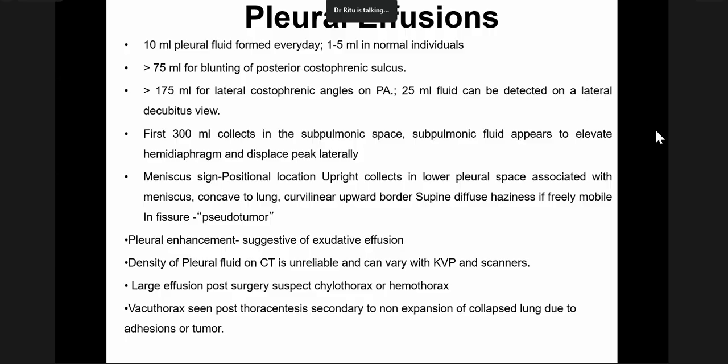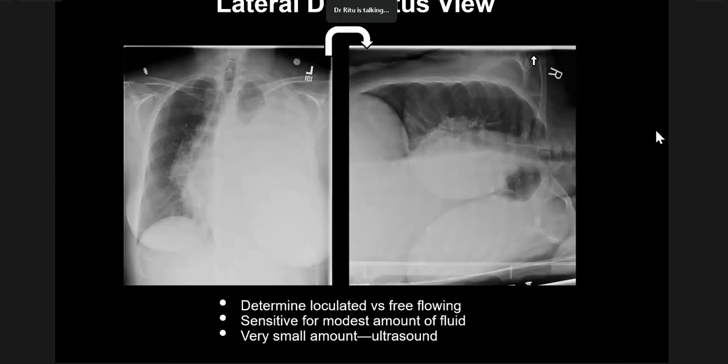Vacuothorax, which is a trapped lung, can be seen post-thoracentesis, and this happens due to non-expansion of the collapsed lung due to adhesions or tumor. So this is a very large effusion, and you can see that this is a lateral decubitus view. As I mentioned, this is very sensitive for very small amounts of fluid. You can see as little as 25 cc's of fluid.